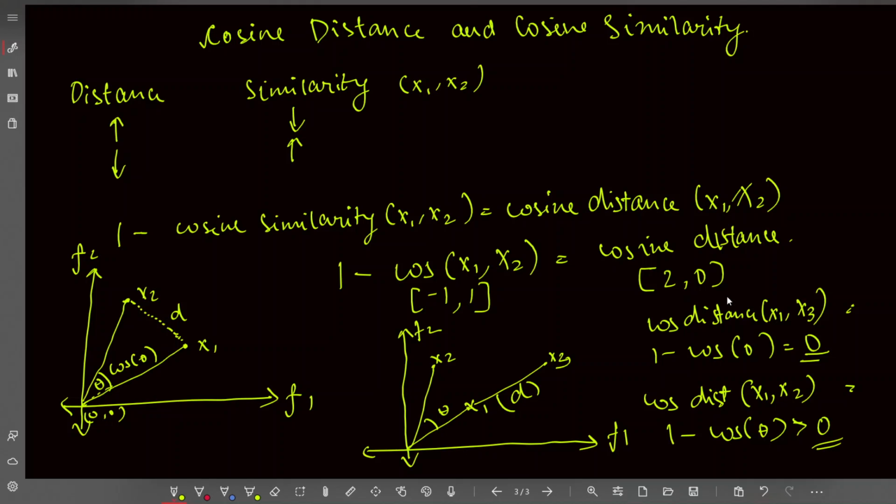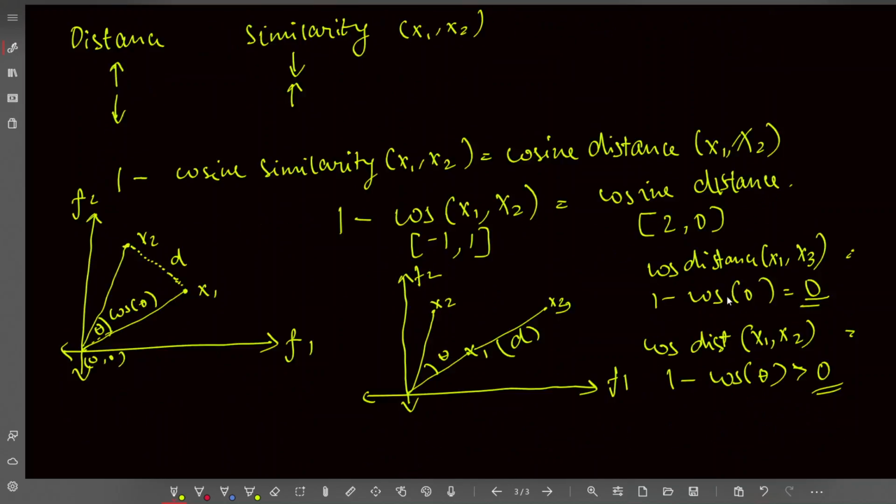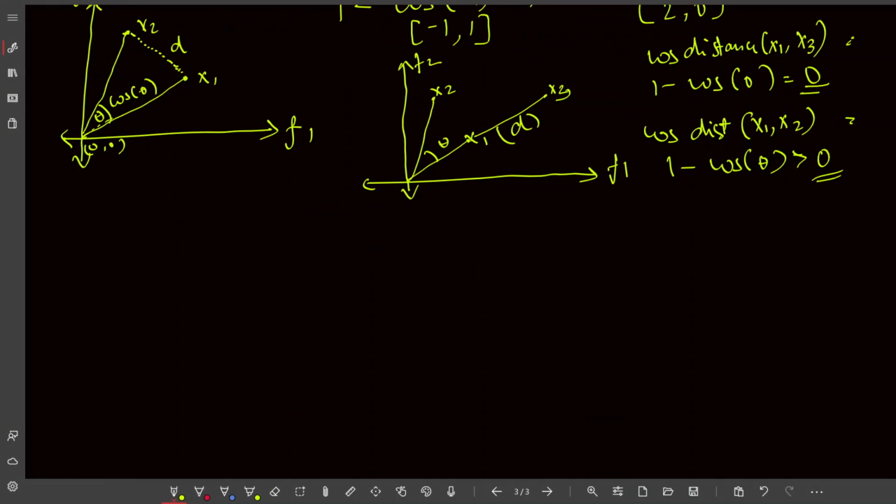So this is where cosine distance varies and is different from Euclidean distance. Now let's understand how the cosine distance is related to the Euclidean distance. How can we actually relate the cosine distance to the Euclidean distance?